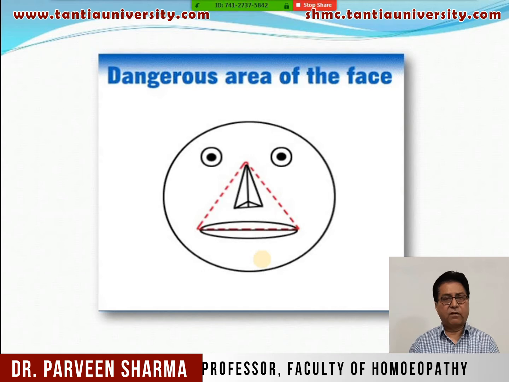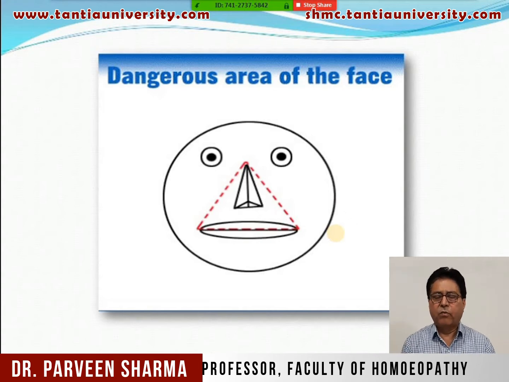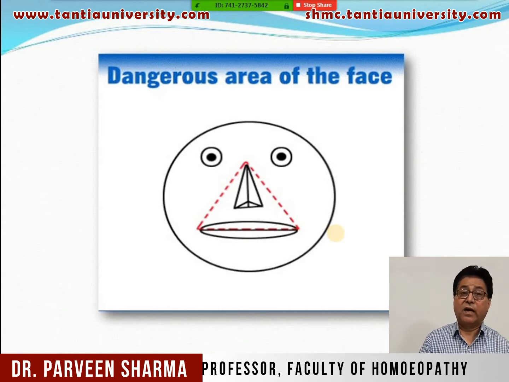Now dangerous area of the face. The area around the upper lip and the nose is known as dangerous area of the face. Why? Because this area has communication with the pterygoid plexus of the vein. That also I'll show you. And through that it has connection with the cavernous sinus within the cranial cavity.